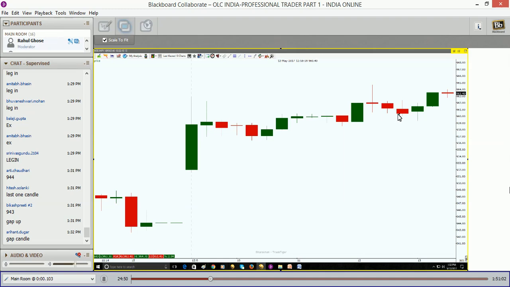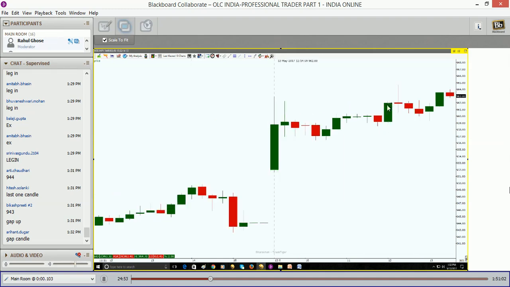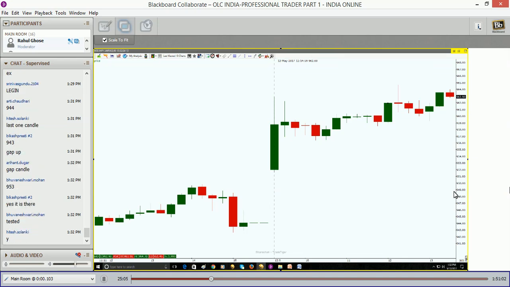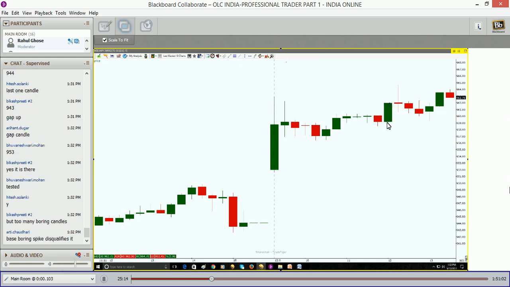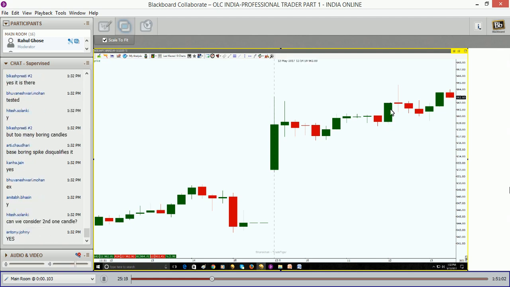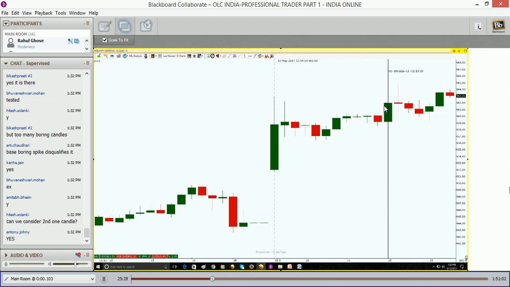Why don't you feel even this green candle is an explosive move? I have an explosive move over here. Bhuvaneshwari, we are starting from scratch. Now, would all of you agree this is an exciting candle? Yes? Yes, now this becomes my exciting candle over here. What about this candle? Is this boring or exciting?